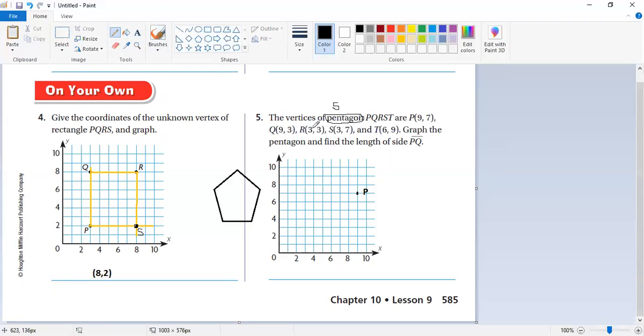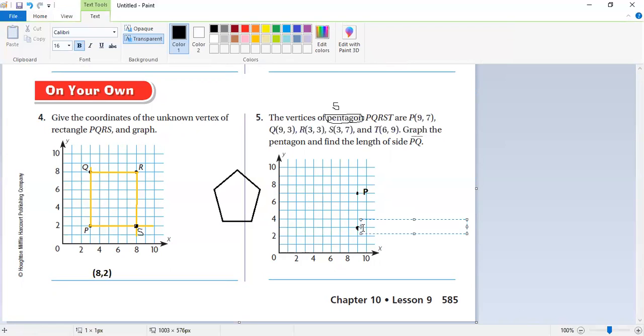Okay, the next one is Q. So 9 and 3. So where is 9 again? 9 is here again. So in the same line, I will move up until I reach 3. So this is going to be 9 and 3. Now I cannot draw it exactly, but you can draw. So do draw it. So this is going to be which point for us? That's going to be Q.